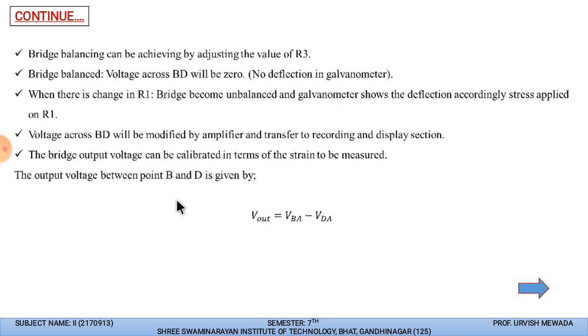So let's see the previous slide. The bridge balance voltage BD will be 0, meaning no deflection in the galvanometer when the strain is not applied.